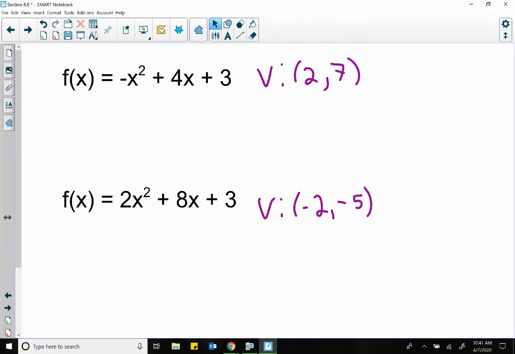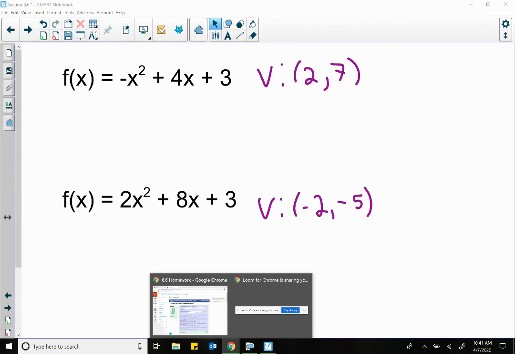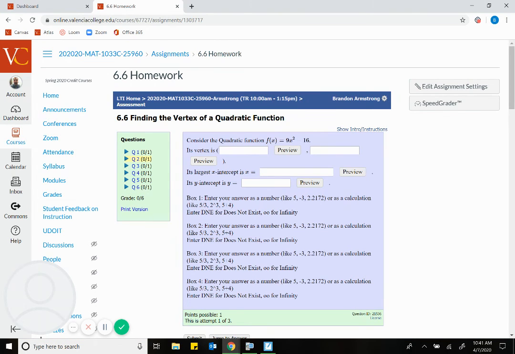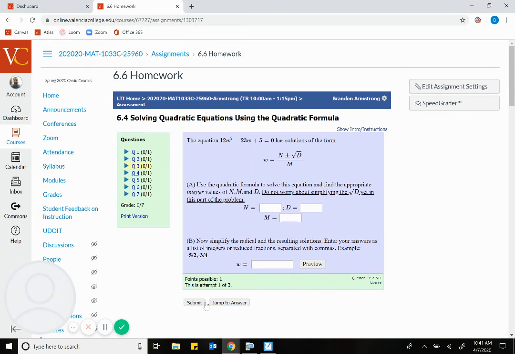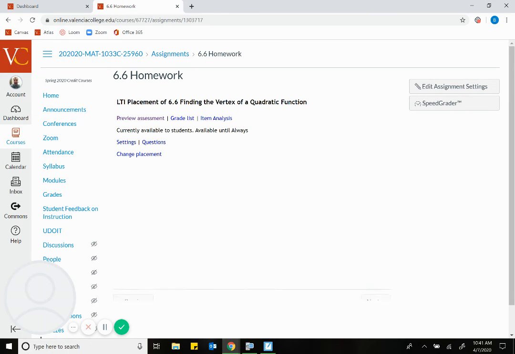Okay, so some of these questions are going to ask about that information. What are the x-intercepts? What are the y-intercepts? See, I'll show you again. We need to go, this should be in the 6.6 homework. That's weird. Let's refresh this. There we go, 6.6.